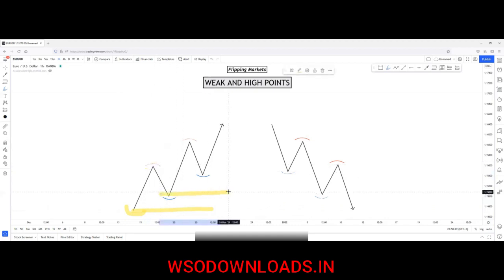We had this strong low right here. Price failed to break below this strong low. So this means this will be a weak high. Okay, in a bearish example, if price fails to break above the last strong high, it will create a weak low. The concept is the same.